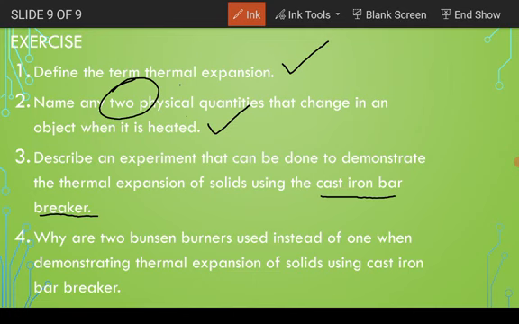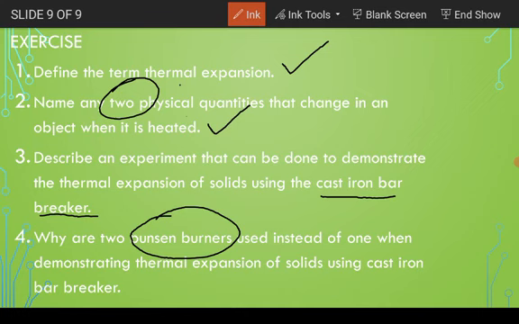All right, lastly, why are two Bunsen burners used instead of one when demonstrating thermal expansion of solids using cast iron bar breakers? We also mentioned this in the lesson today, why two Bunsen burners are preferred to just one.